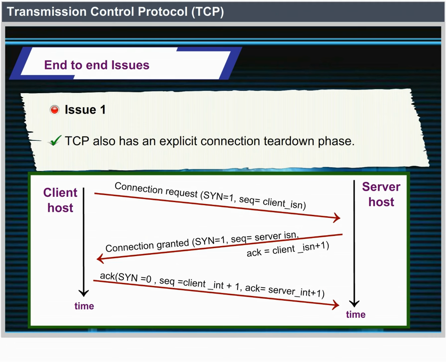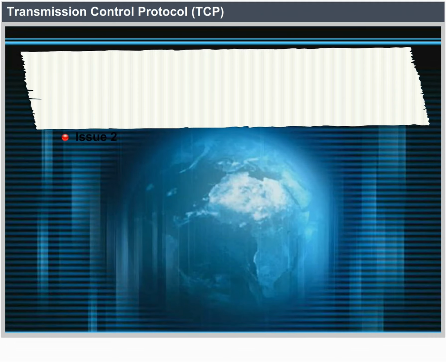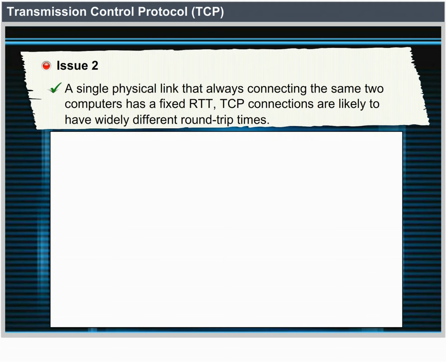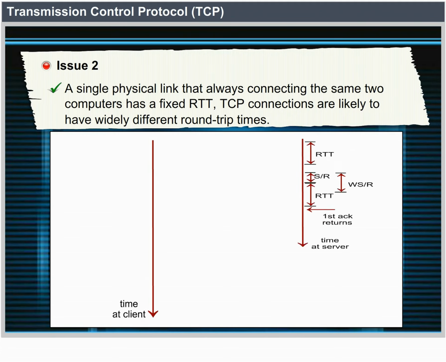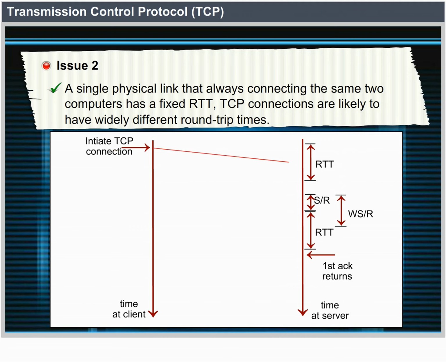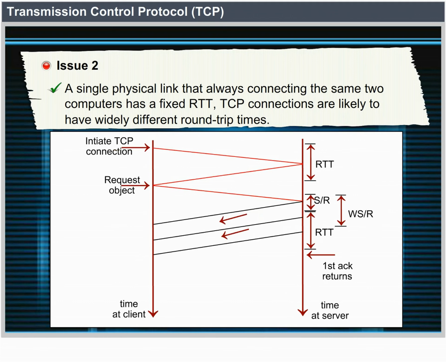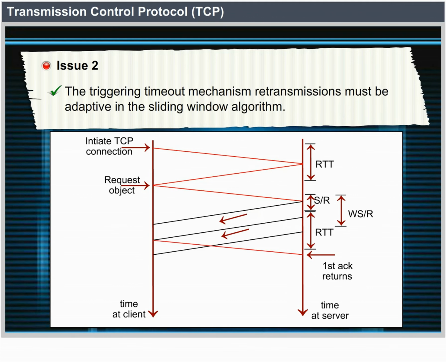Issue 2. A single physical link that always connects the same two computers has a fixed RTT. TCP connections are likely to have wildly different round-trip times. The timeout mechanism that triggers retransmissions must be adaptive in the sliding window algorithm.